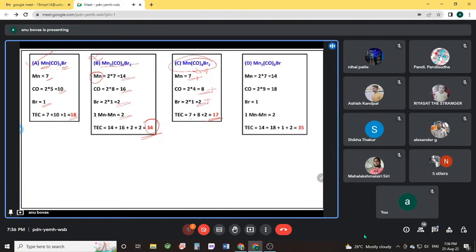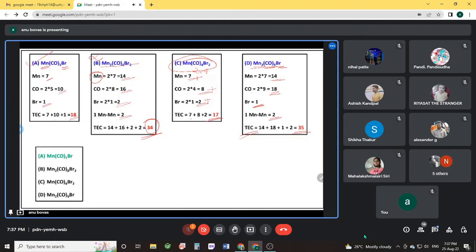The next one is D, Mn2CO9Br. Mn 7 electrons, so 2 Mn, 2 into 7, 14. And the second one is carbonyl. Carbonyl has 2 electrons and 9 carbonyls, 18. Bromine has 1 electron. 1 Mn-Mn bond will give 2 electrons, and therefore the total electron count will be 14 plus 18 plus 1 plus 2 equal to 35. So this also does not follow the 18 electron rule.